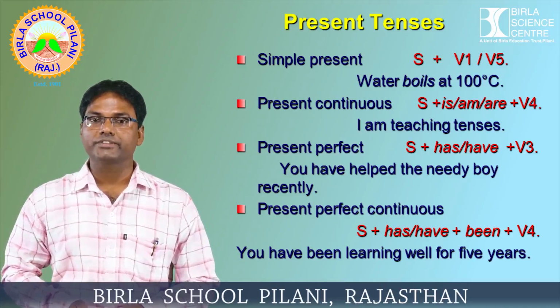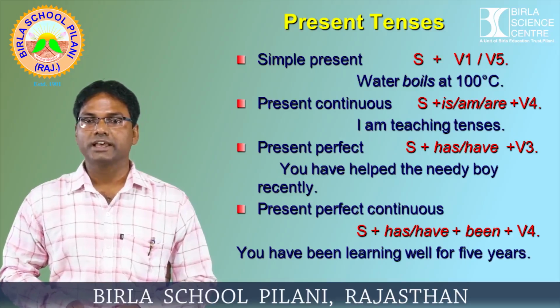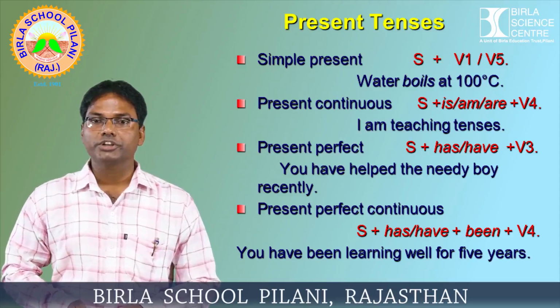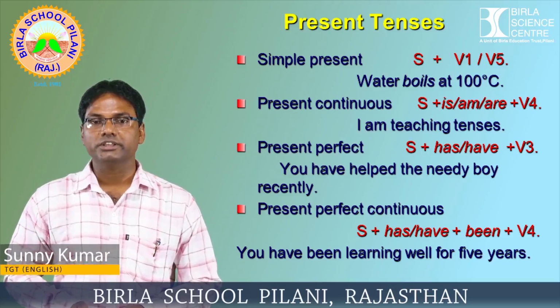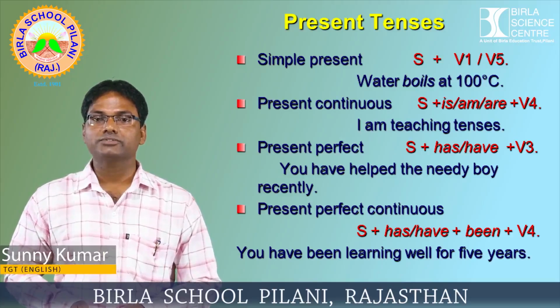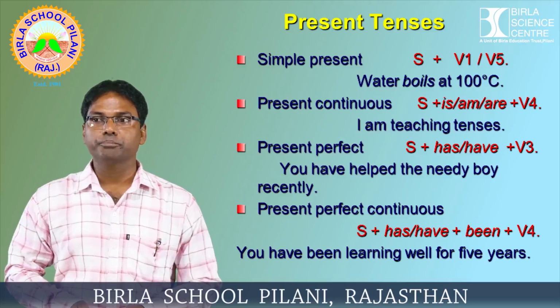And the next one is present perfect, that is with the structure subject plus has, have plus the third form. You already know has, have are the two verbs which always take the third form of the verb, and we also know the third form of the verb is called the perfect tense. Let's see the example. You have helped the needy boy recently. Here after have, helped came, which is an example of present perfect.